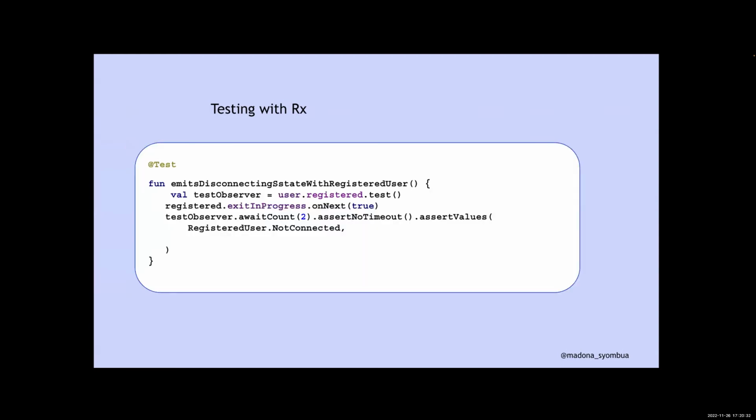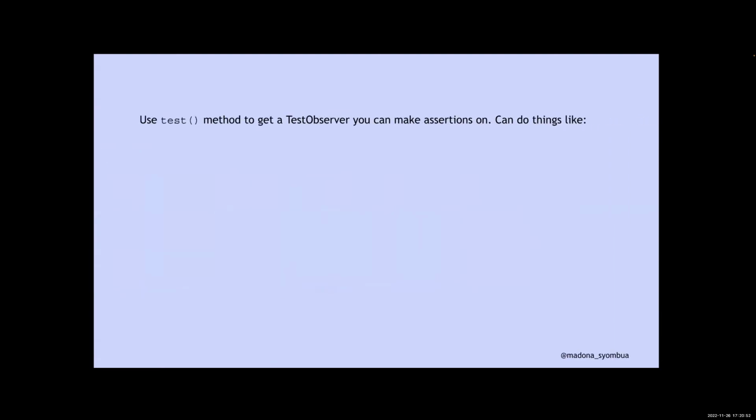Now, I know most of us here might be using RxJava 2, so I wanted to make sure I cover it for everybody with a simple example. Here, as you can see, we use a test observer, and we check when the user is registered, we exit in progress, and then we await. Then we can assert that either the registered user was connected or not.